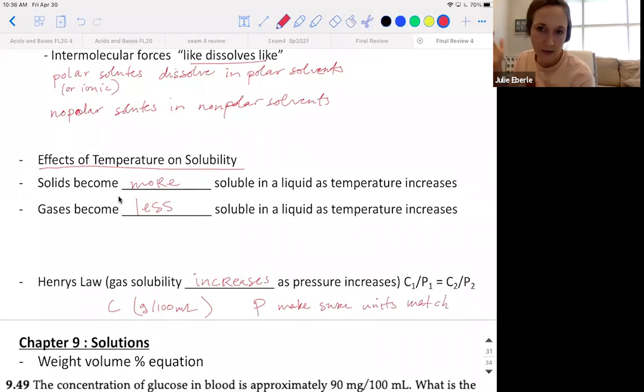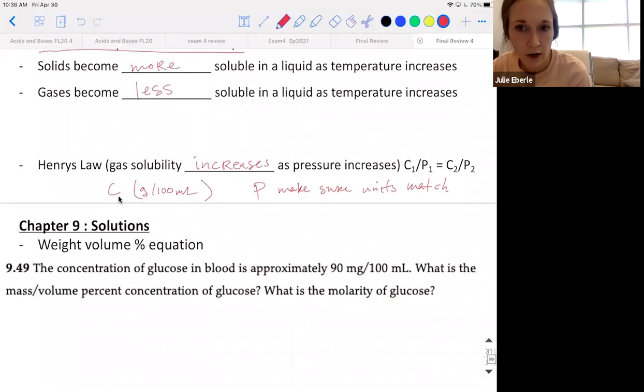If it's ATM and ATM, great. If it's millimeters of mercury, make sure it's that for P1 and P2. And you're given 3 of the 4 parts and you solve for the 4th.